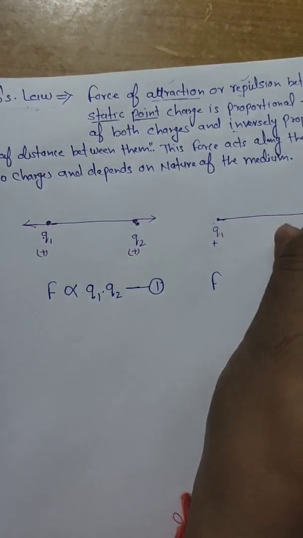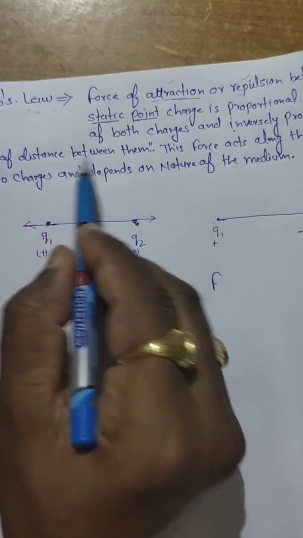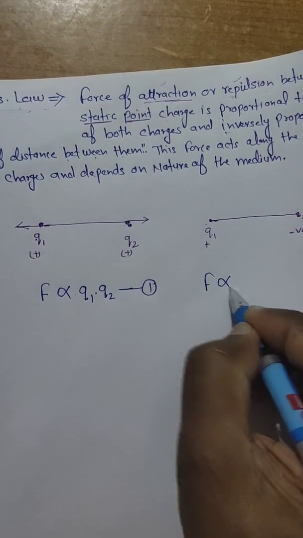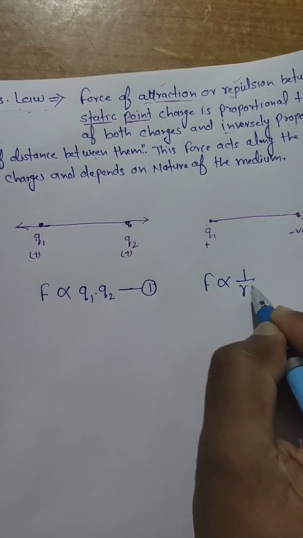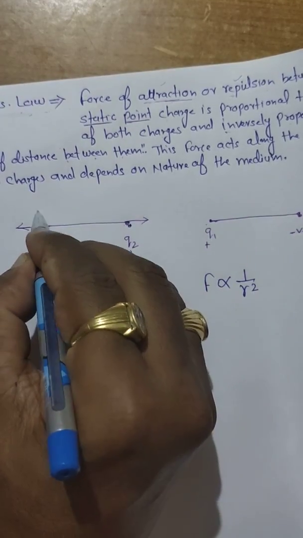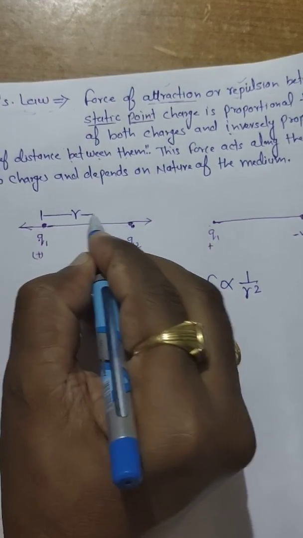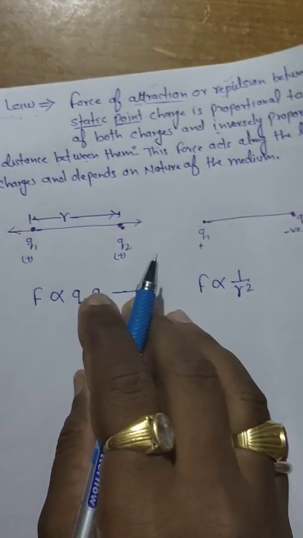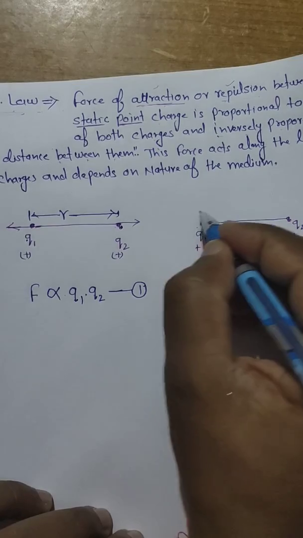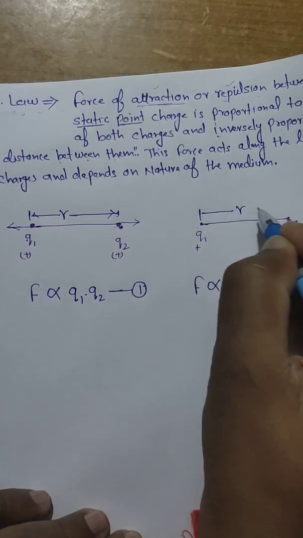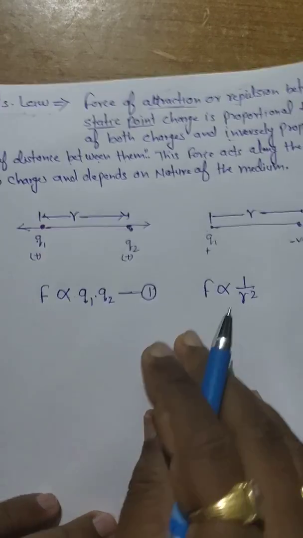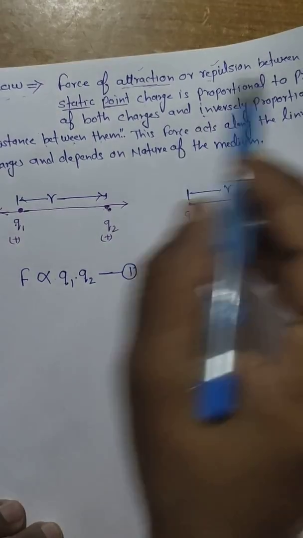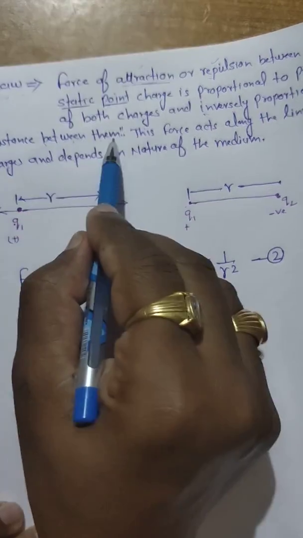Now we read the second line: inversely proportional to the square of the distance between them. So F, the force of attraction or repulsion, is inversely proportional to the square of the distance. Let the distance between them be R. We take magnitude only here; the vector form we will discuss later. The separation between them is R. Okay, this is equation 2: F is inversely proportional to the square of the distance between them.